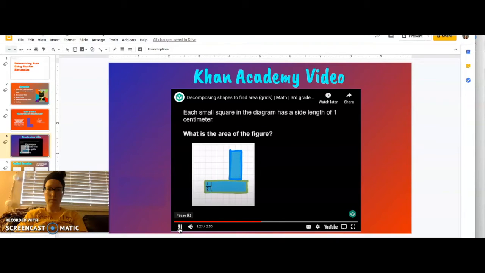Down here on the bottom we have 2 rows of unit squares, and each of those has 1, 2, 3, 4, 5, 6, 7. So there's 2 rows of 7 unit squares, or 7 square centimeters.